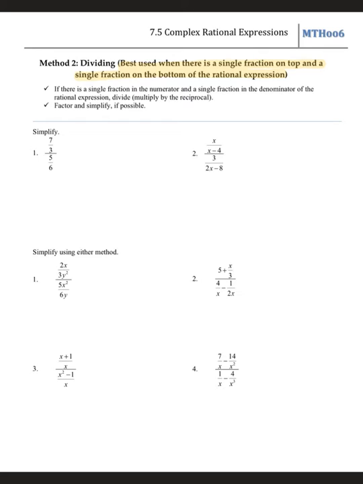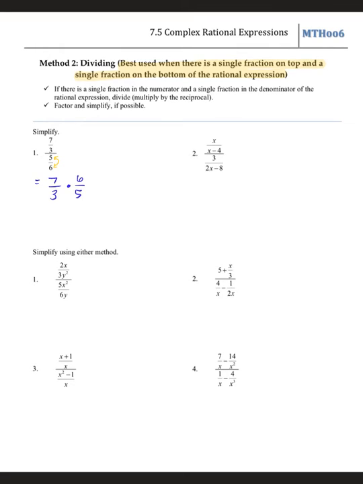So this first one, we have 7/3 divided by 5/6. Again, we can write this: we want to multiply by the reciprocal of the divisor. So the divisor here is going to be this bottom one, so we want to invert the numerator and the denominator here. So we have 7/3 times 6/5.